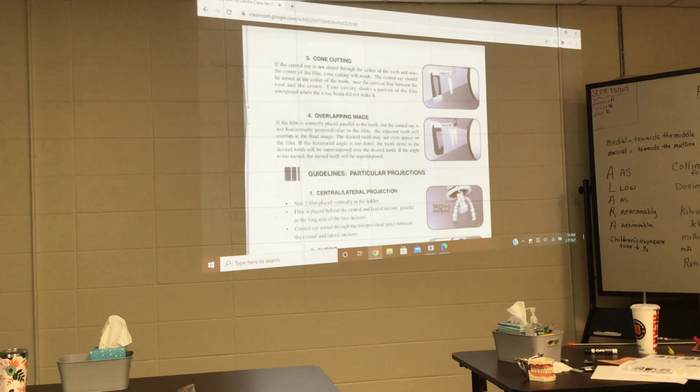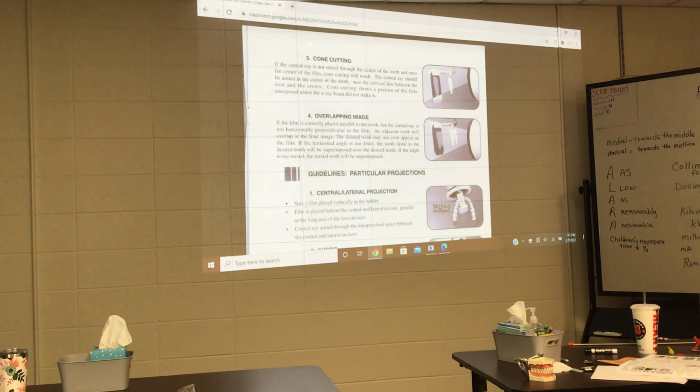Cone cutting is a placement error. It's a placement and central ray error. And overlapping is a horizontal error. Okay, is that clear? Clear as mud?